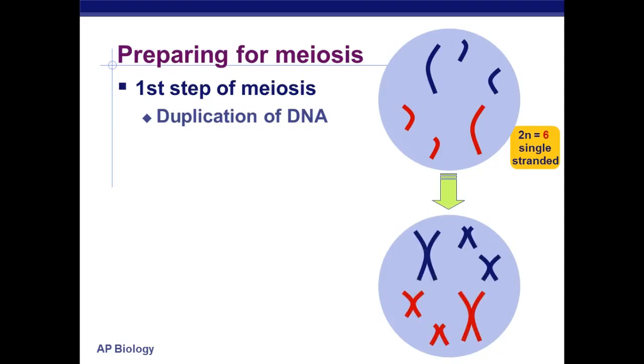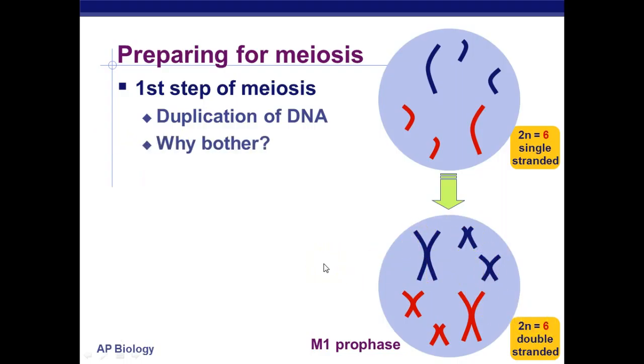Last slide for this video, we're going to prepare for meiosis. Again, back in interphase, we're going to duplicate our DNA. So in this particular instance, we have 6 single-stranded chromosomes. Our 2n number is 6. After performing interphase, we'll have 6 double-stranded chromosomes. Each one now consists of 2 sister chromatids.